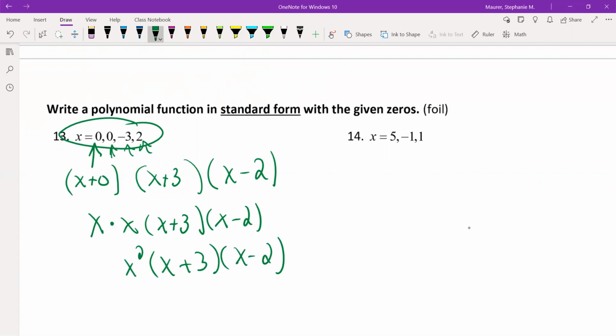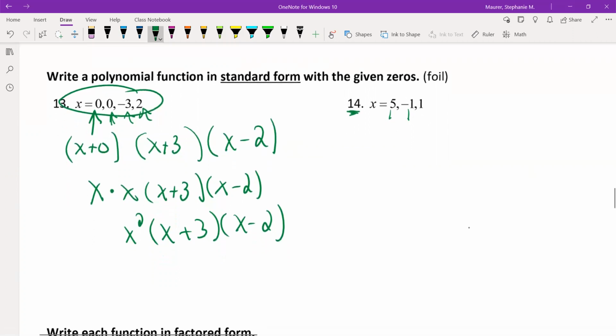So again, just looking ahead, I'm not going to do 14 for you, but it's usually just going to be the opposite of each of these. So you have a positive 5, inside it would be a negative 5. You have a negative 1, inside it's going to be a positive 1. You have a positive 1, inside it's going to be a negative 1. So it's always kind of the opposite.